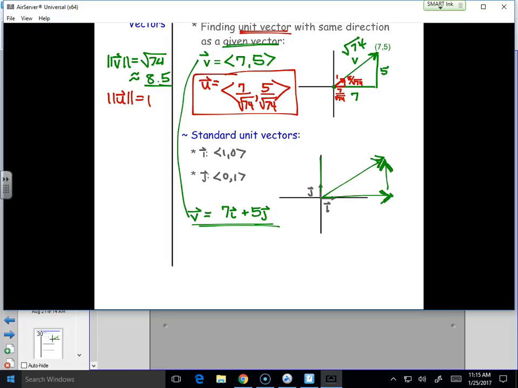Can you guys then tell me, this is called a linear combination, so pause, how would you write the unit vector as a linear combination? How would you write it in the same notation? 7 over root 74 i plus 5 over root 74 j. It's as easy as that.